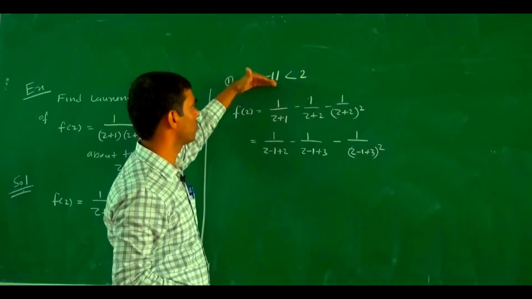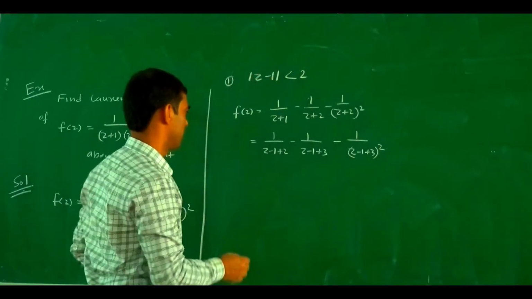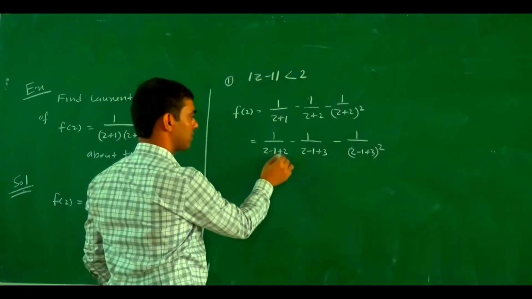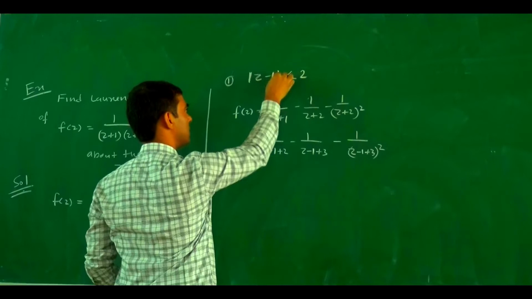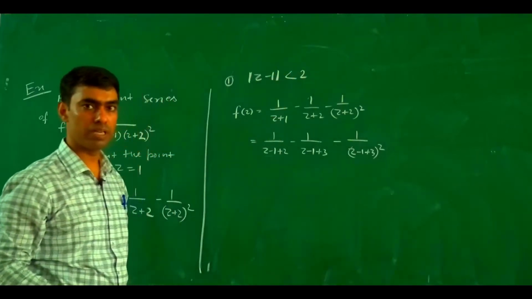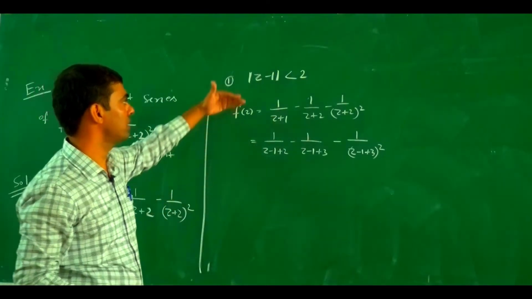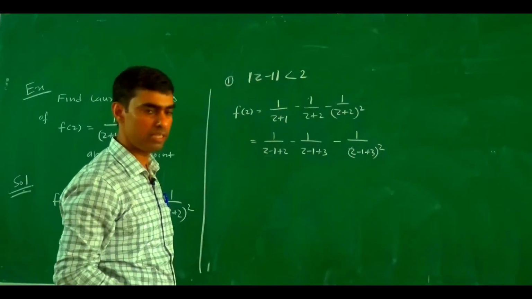Mod of z minus 1 upon 2 is what? Less than 1. So here we write in terms of z minus 1 upon 2, because our aim is to write this as mod of z minus 1 by 2 less than 1. Mod of z means less than 1. Here mod of z minus 1 by 2 is less than 1.